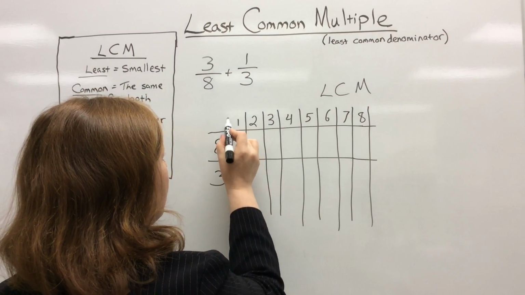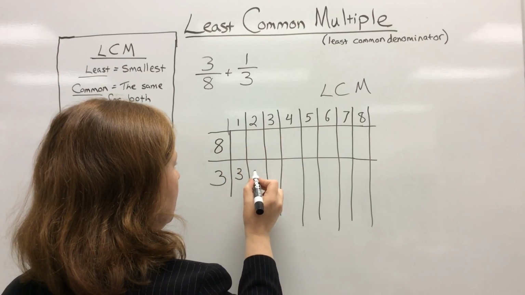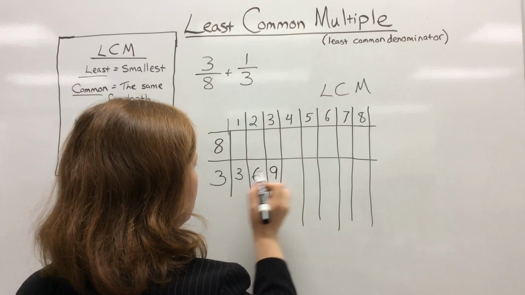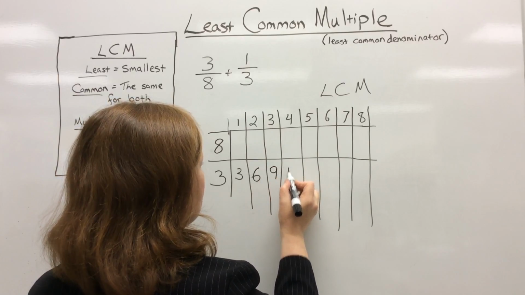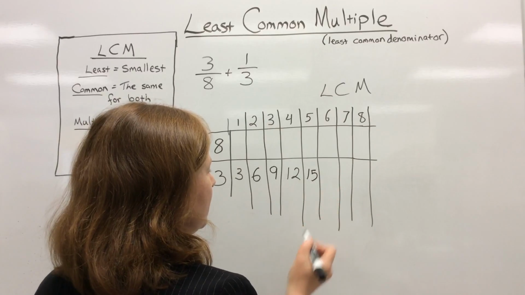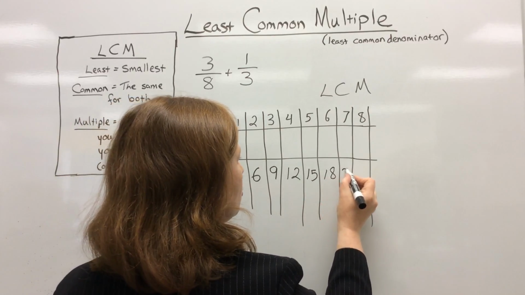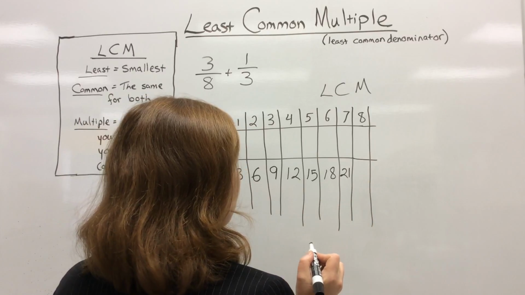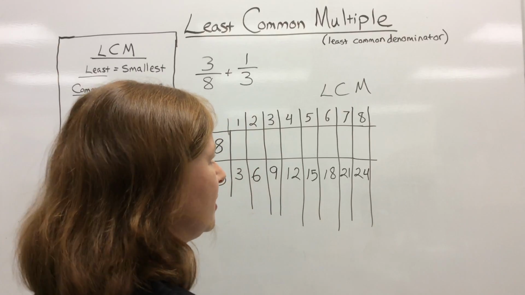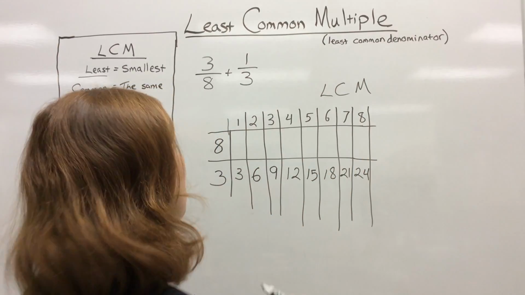3 times 1 is 3. 3 times 2 is 6. 3 times 3 is 9. 3 times 4 is 12. 3 times 5 is 15. 3 times 6 is 18. 3 times 7 is 21. And 3 times 8 is 24. Now I'm going to stop because I've gotten all the way up to 8, and 8 is my other number.